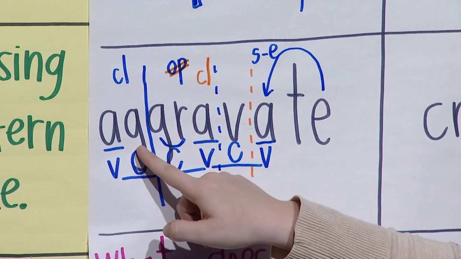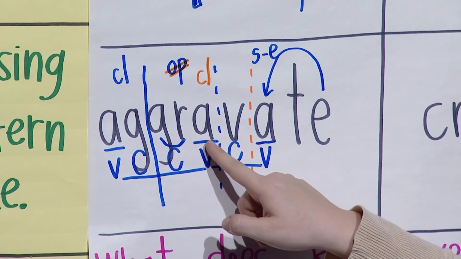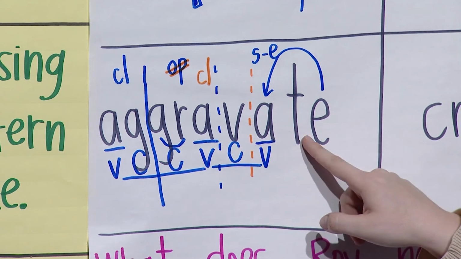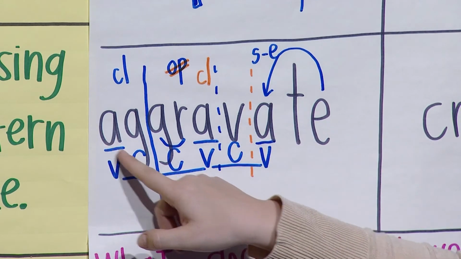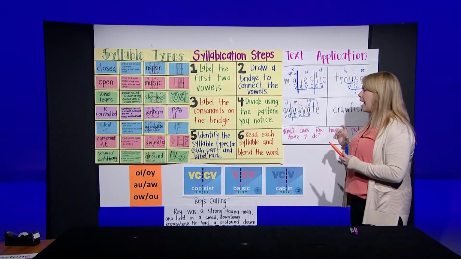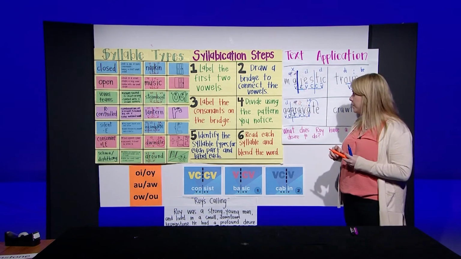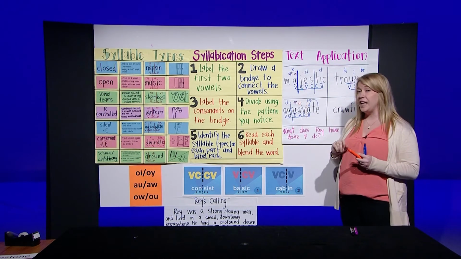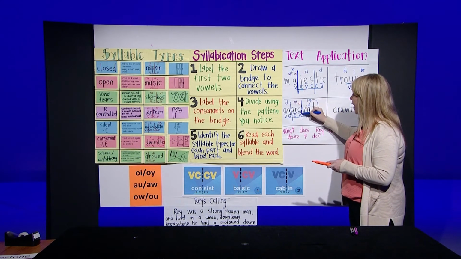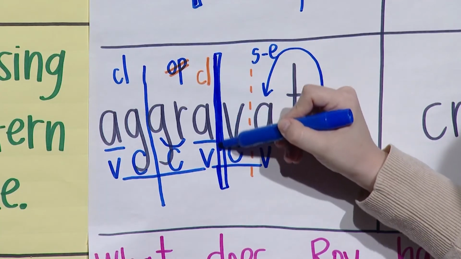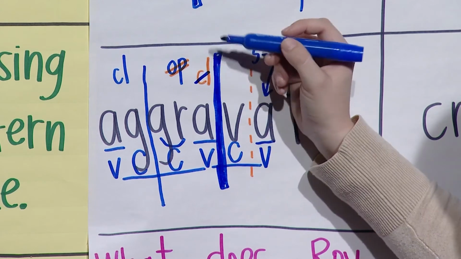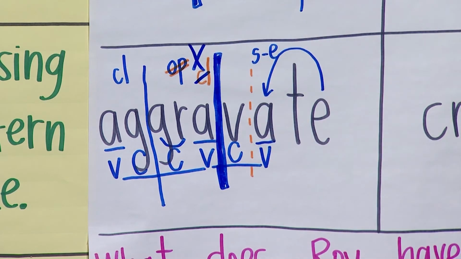Ag, grav, ate, aggravate. I'm getting closer. It sounds familiar, but let's try one more thing before we move on. Let's move our division line back into that first position and try to label this with a schwa. We'll put that X. Can you do that for me?